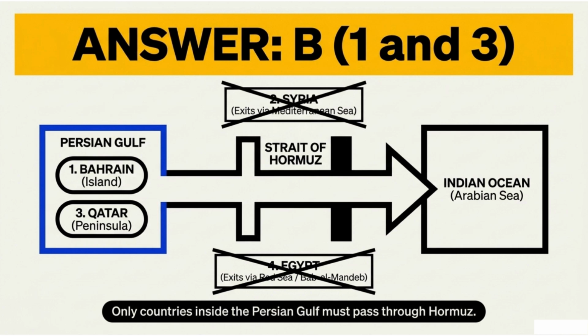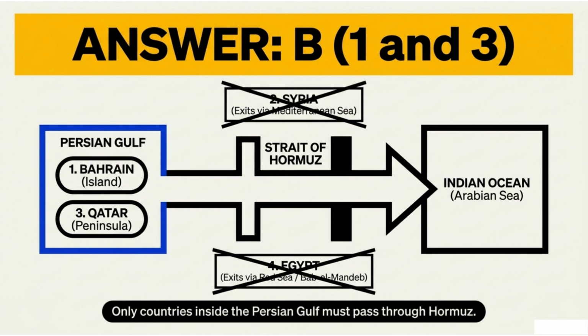The Strait of Hormuz connects the Persian Gulf to the Gulf of Oman and then to the Arabian Sea, which is part of the Indian Ocean. Only countries with ports inside the Persian Gulf need to pass through the Strait of Hormuz to reach the Indian Ocean. Bahrain is an island nation entirely within the Persian Gulf. Its ships must transit through the Strait of Hormuz.